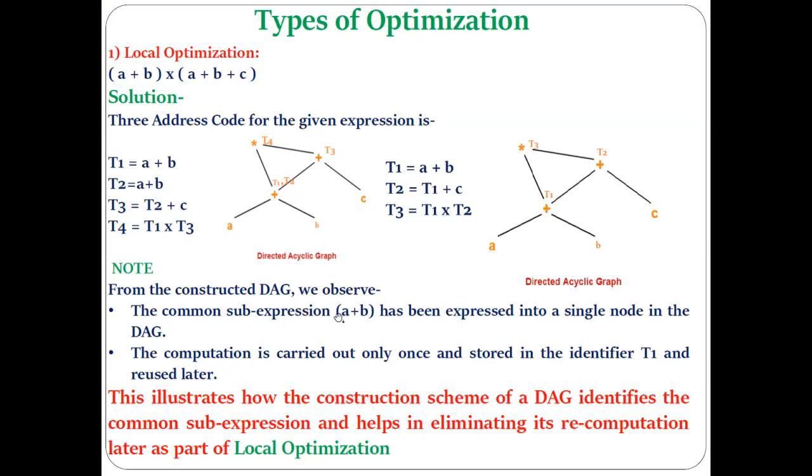I hope all of you understood all these points, how the DAG identifies the common sub expression that I have shown you here. And also, because of the detection of the common sub expression, there is no need to recompute that particular expression later on if that sub expression is repeated in the further part of the program.